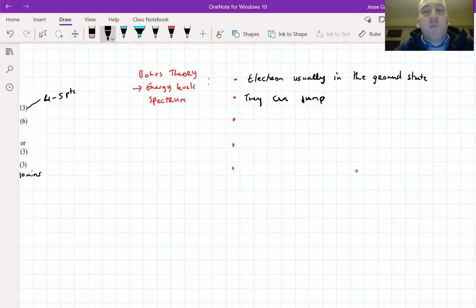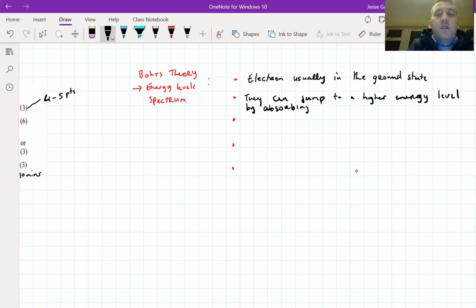If you didn't get this, pause the video and finish off this sentence. So they can jump where? They can jump to a higher energy level by absorbing energy. Again, if you didn't know how to start this, I've done the first two. Pause the video and see if you can do the next couple of points.